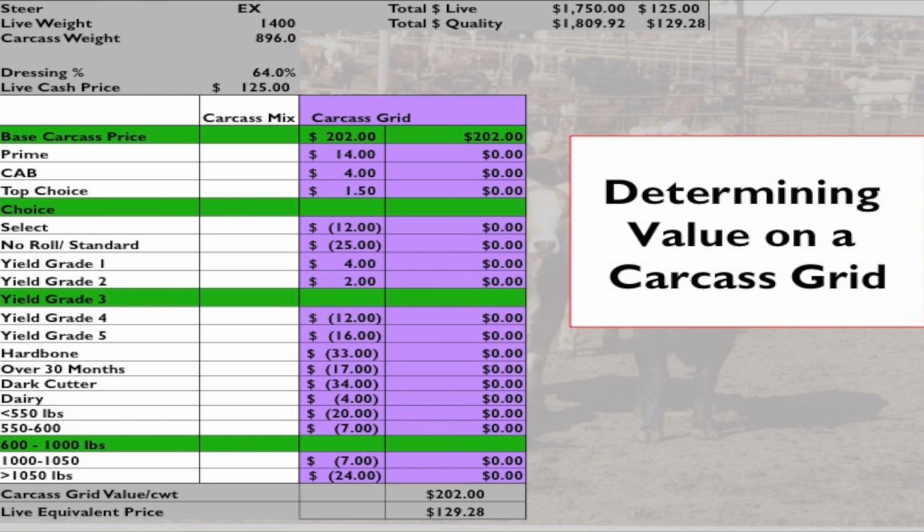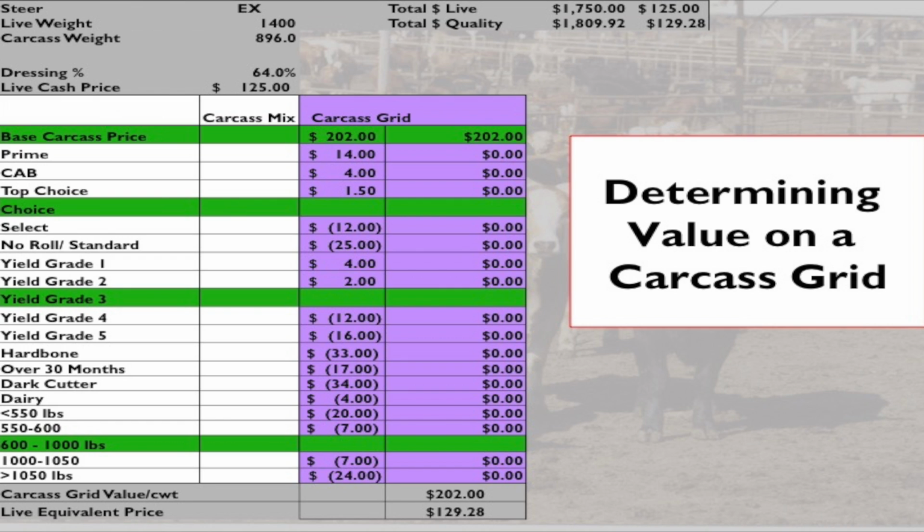that animal. The base carcass on this grid, if you look at the green bars or the green colored rows, you'll see the base carcass price, and that would be a choice yield grade 3 animal that weighs between 600 and 1,000 pounds. So that would be the base carcass price. As you take a look at that base carcass price, if that animal ended up being better than that, let's say it's a choice yield grade 2 carcass that weighs between 600 and 1,000 pounds. And that's the carcass weight, not the live weight. So the carcass weight would be 600 to 1,000 pounds.